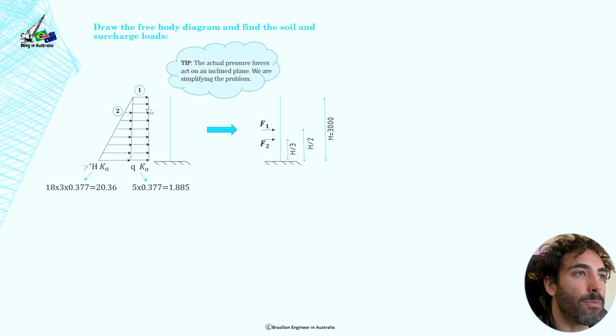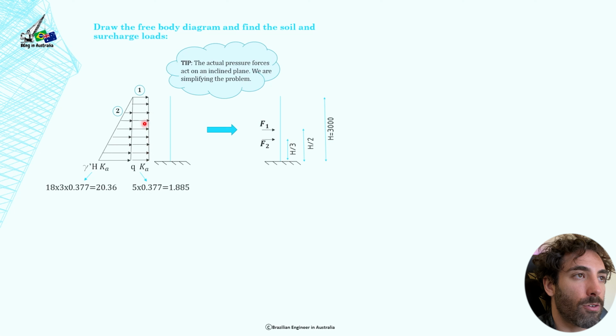Okay, cool. So simplifying this load distribution here, you've got a trapezoidal load distribution that we broke down into a rectangle and a triangle, and now we're breaking this down into a point load. F1 is the point load for the rectangle, and F2 is the point load for the triangle. And as you might know, these forces act at the centroid of these figures.